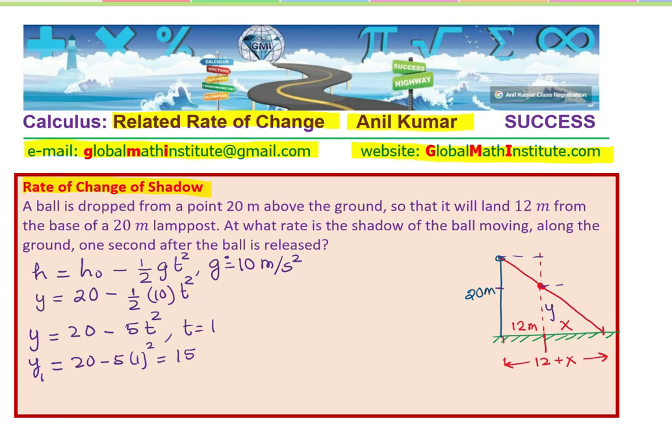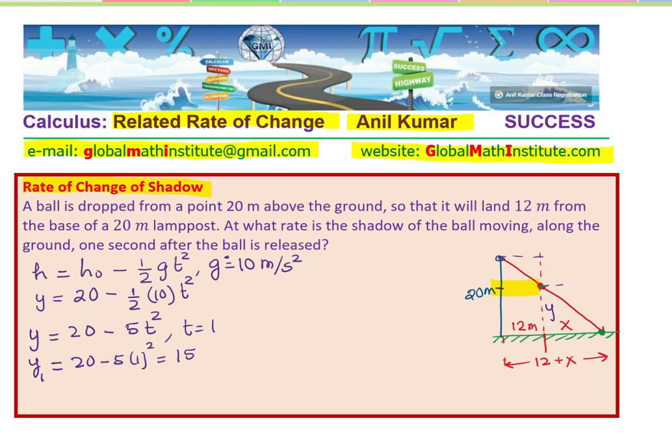Let's say this point here, right? Let us say this point here is 15 meters after 1 second. So that is when we want to figure out what is the rate of change of the shadow. So at what rate is this point moving?